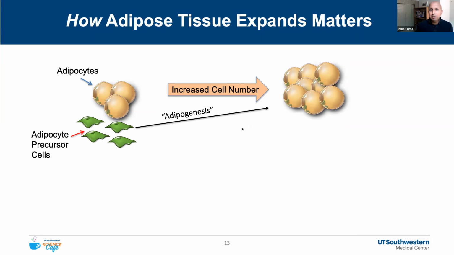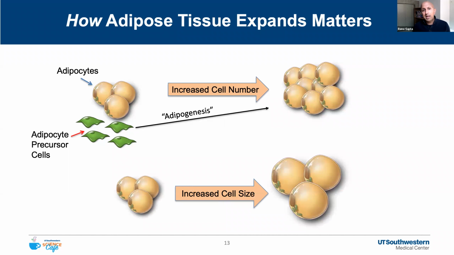So to increase the number of fat cells, we need to drive stem cells in the body to become new fat cells. But what can also happen is that you can ask existing fat cells in the body to simply get bigger and bigger and take up more lipid. So there's actually two mechanisms by which the mass of adipose tissue can expand. And it turns out that how adipose tissue expands is really important.